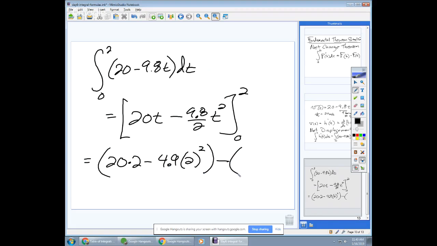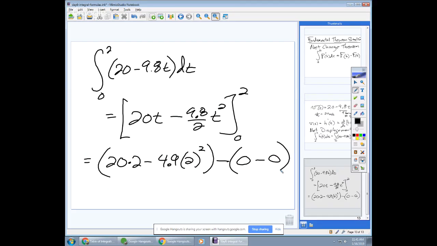Minus, and then I do that again with the 0. Now in this case, 20 times 0 is 0. 0 squared is still 0. But do yourself a favor and write that out just to confirm to yourself you really do get zeros there. Because it turns out we end up plugging in the 0 a lot when we're evaluating these things, and we get into the bad habit of assuming it's always 0, but it's not always going to be. Depends on the problem.